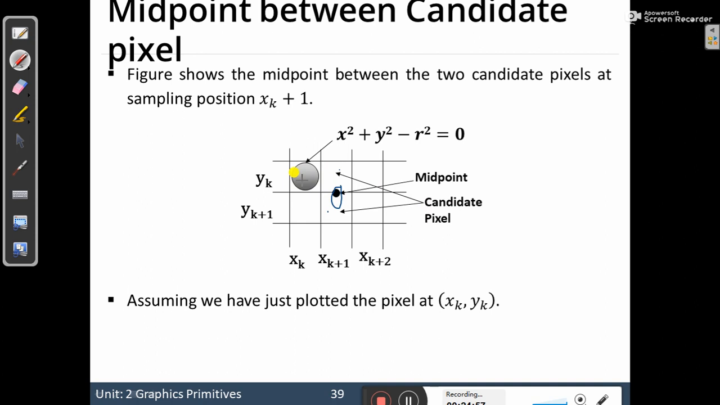We have just plotted this one. This is the equation of the line. We need to decide which one to plot. Now we need to calculate. The figure shows the midpoint between the two candidate pixels at sampling position xk plus 1. So at xk plus 1 there are two candidate pixels, these two. Between these two candidate pixels we need to choose one depending upon the decision parameter.